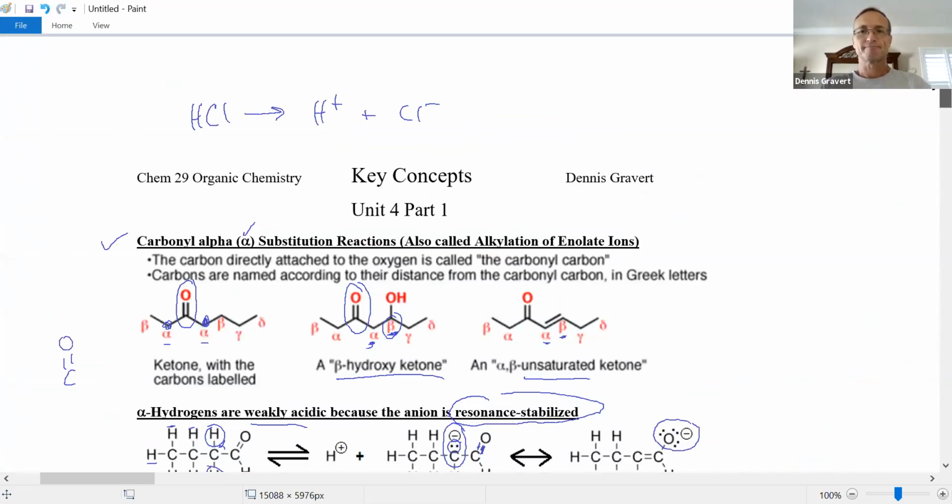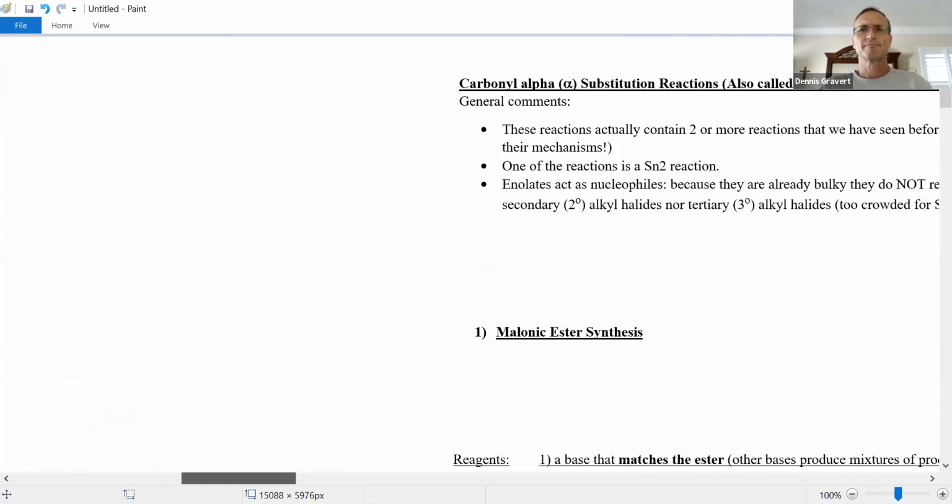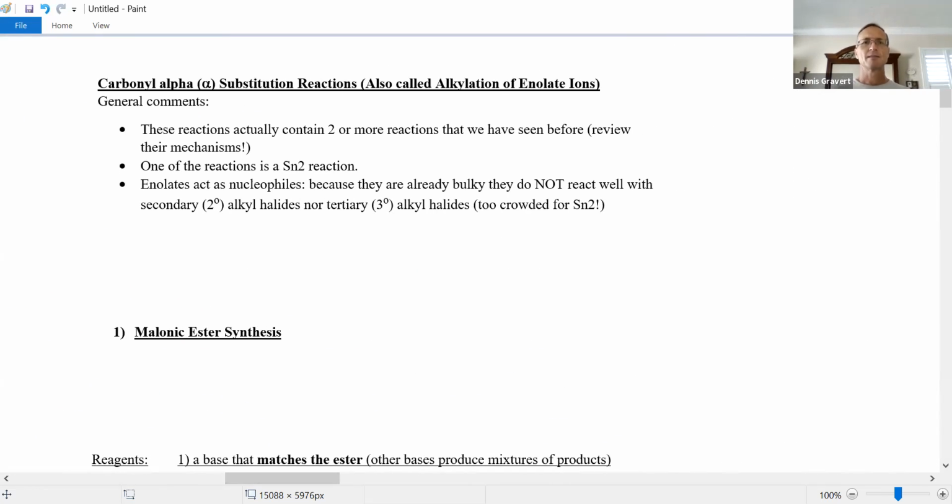Good, enough about that. Let's see some reactions. Okay, so unit 4, you can go by the broad category of carbonyl alpha-substitution reactions. We're going to pull off the alpha hydrogen and substitute that hydrogen with another group. The alpha hydrogen is weakly acidic because it can form an enolate. And what we're going to substitute, we're going to put an alkyl group on there. So this whole half of a unit goes by two names, carbonyl alpha-substitution or alkylation of enolates.